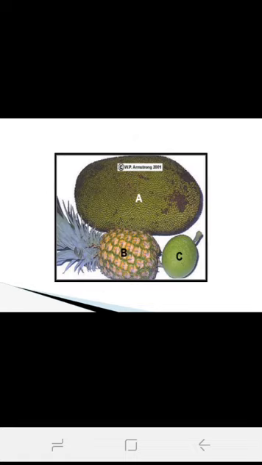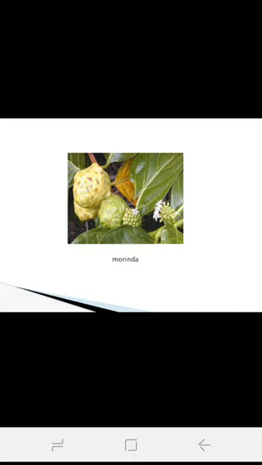This is an example for jackfruit. There are two types of jackfruit. First one is the common one, then pineapple also. This is a fruit of Morinda, another multiple fruit.